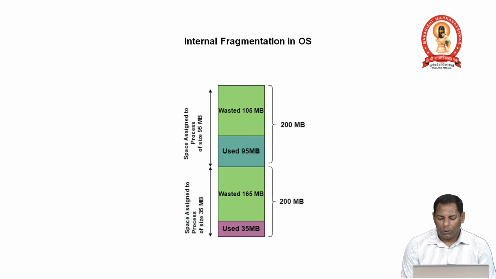If you see the diagram, the difference between the memory allocated and the memory required by the process is called internal fragmentation. Our memory is divided into two parts, 200 and 200, and the first process occupies only 105 MB of space. 95 MB of space is unused, and this is known as internal fragmentation. In the second process we only need 165 MB of space, but because we have a fixed partition, 35 MB of space is unused. So both of these are known as internal fragmentation.